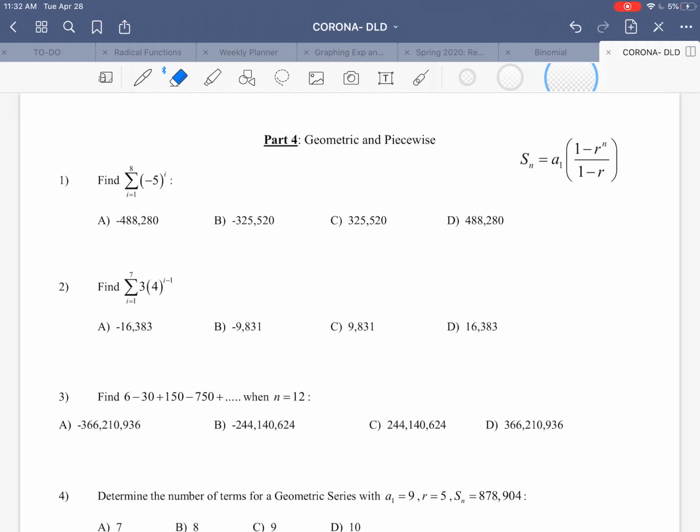All right, team. So this is part 4 of the final exam review. We're going to go over geometric series and piecewise functions. So we're going to start off with your summation symbol. So we need to figure out what all this means.